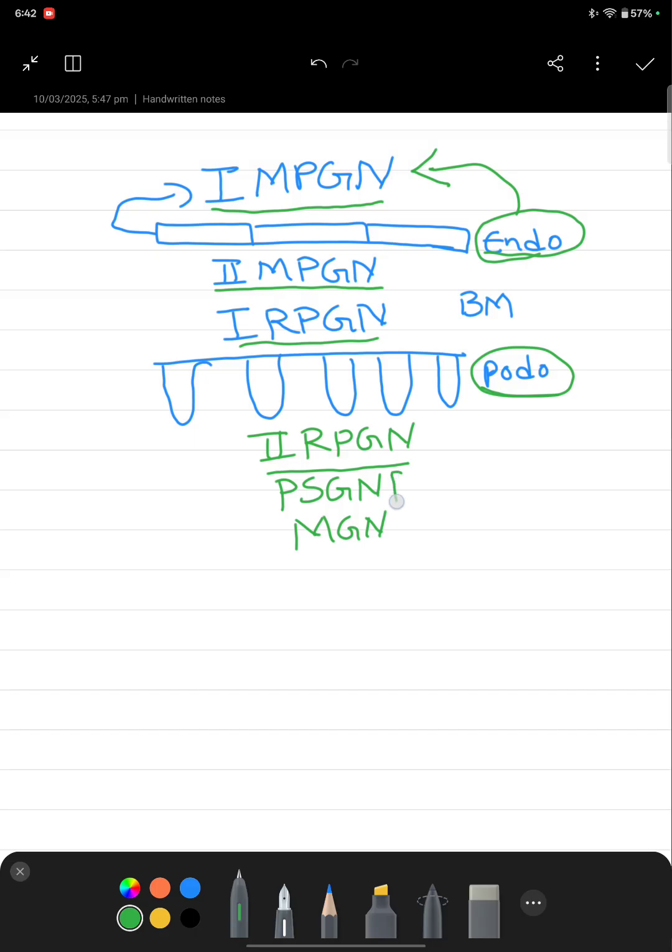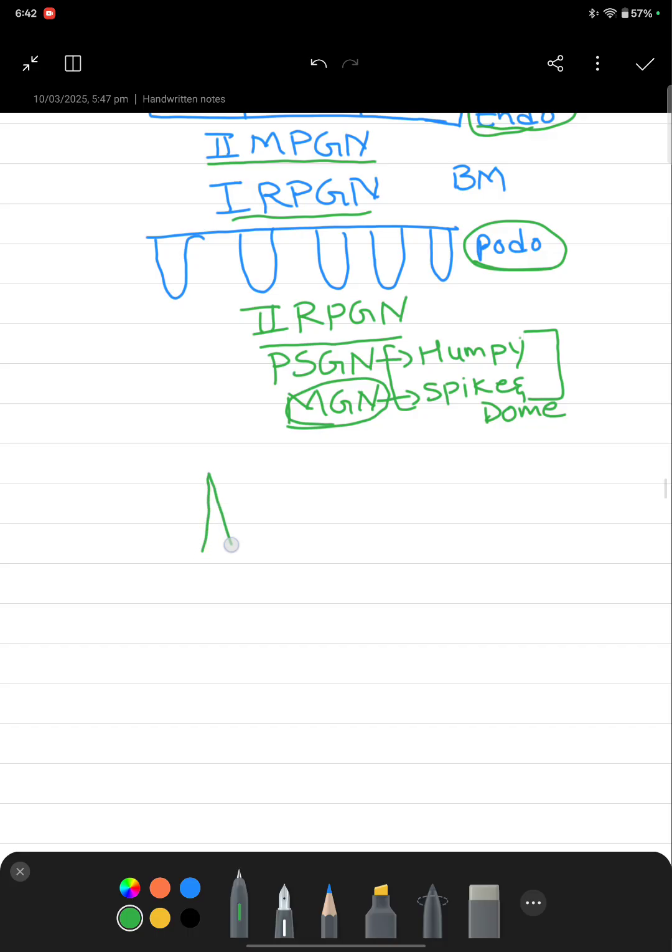Remember that PSGN and MGN will show very peculiar types of depositions. PSGN will have humpy, bumpy and lumpy depositions. MGN will show spike and dome. This MGN type of deposition is very important and very characteristic. It will be like this. On light microscopy, we will see this type of deposition in MGN.